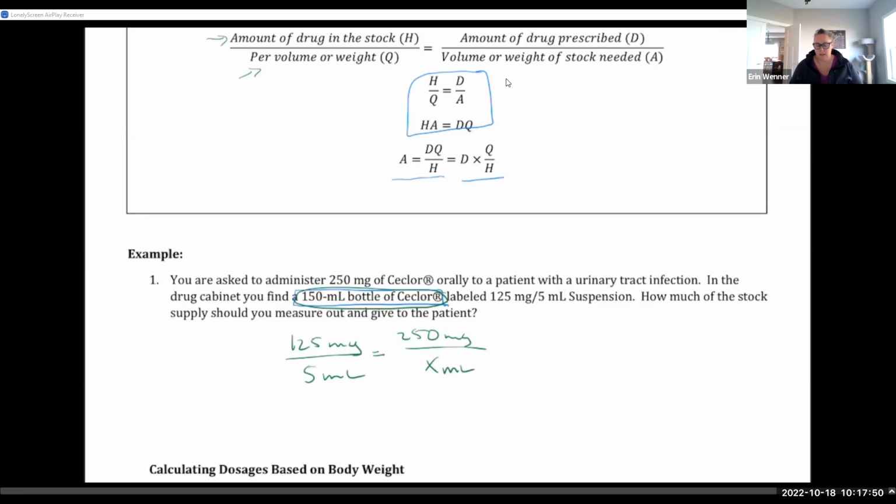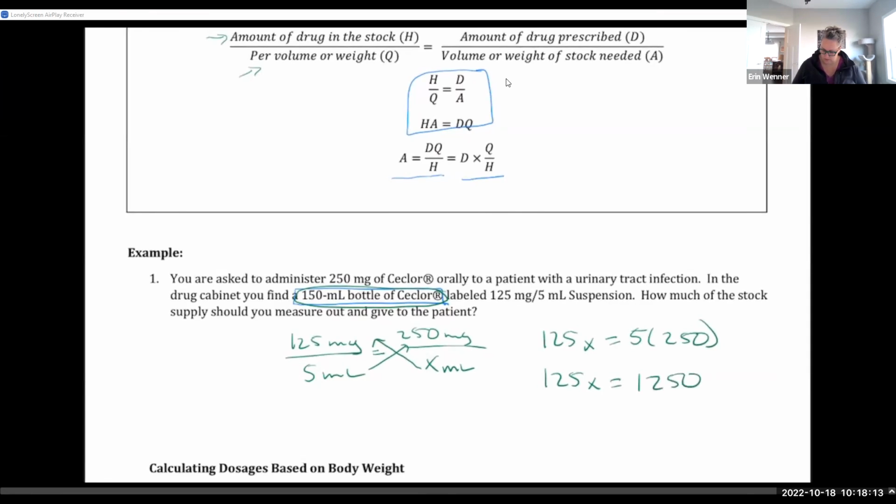We're just solving this as a cross multiplication. So we're going to do X times 125 equals 5 times 250. So we have 125x equals 5 times 250, which gives us 1,250. We'll divide both sides by 125, and we get X is equal to 10 milliliters. So we want to give 10 milliliters, which will obviously fit in the bottle that we have, and so we don't have to worry about not having enough stock. Okay.